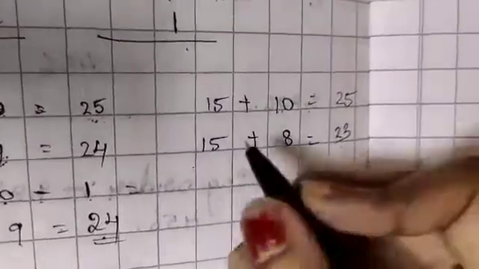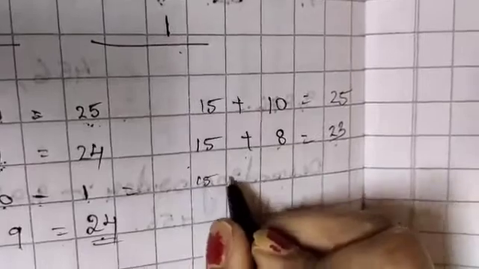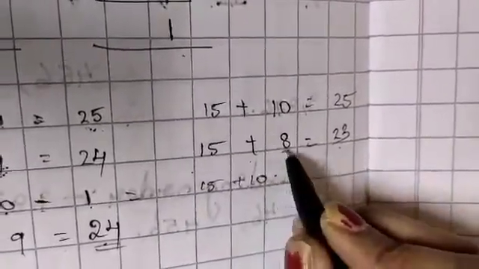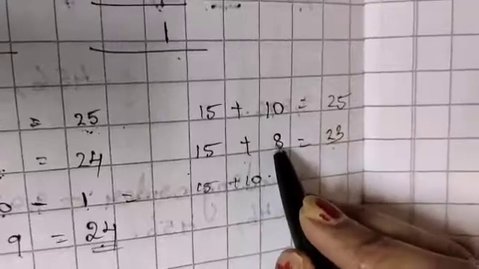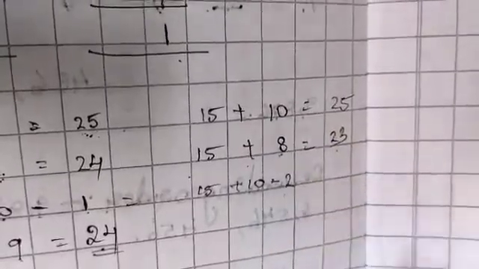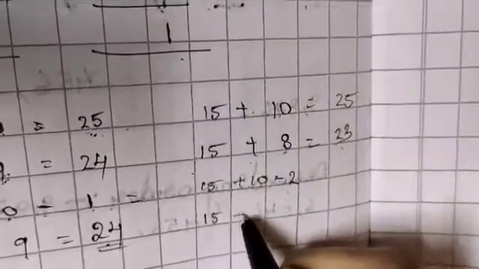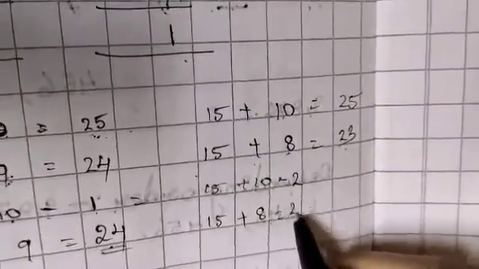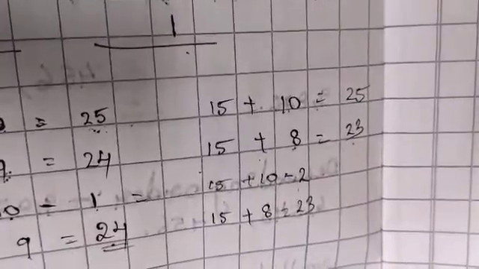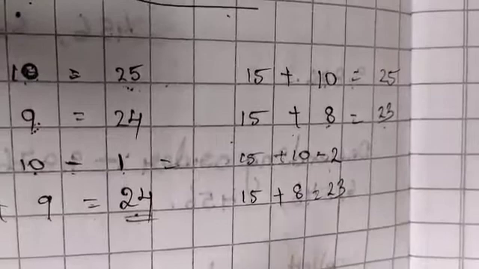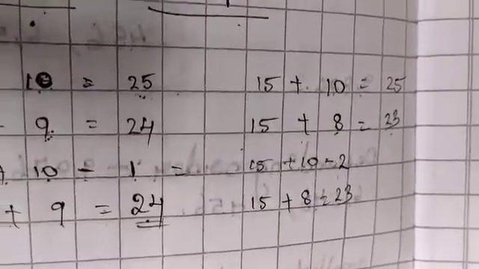Same like this only, children. Just you have to write 15 plus 10 will be 25, right? Here we have 2. 10 minus 8 will be 2. Minus 2 you have to do it. If you do minus 2, 15 plus 8 will be 23. Got the answer, children? Yes. So same way you have to make the addition, children.